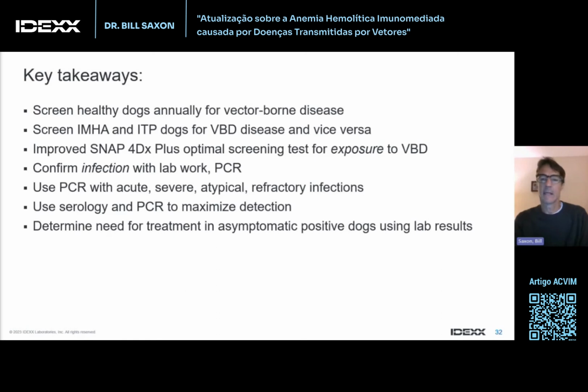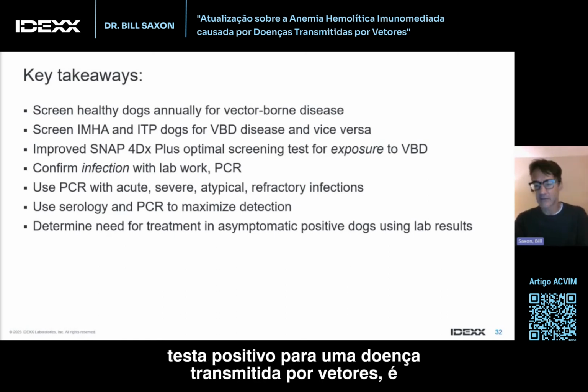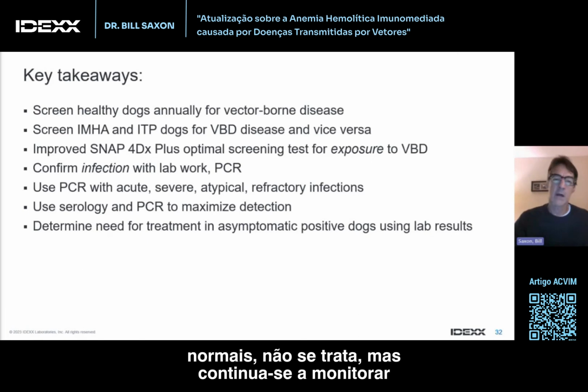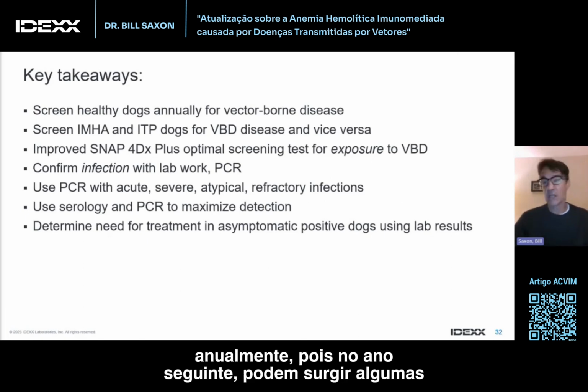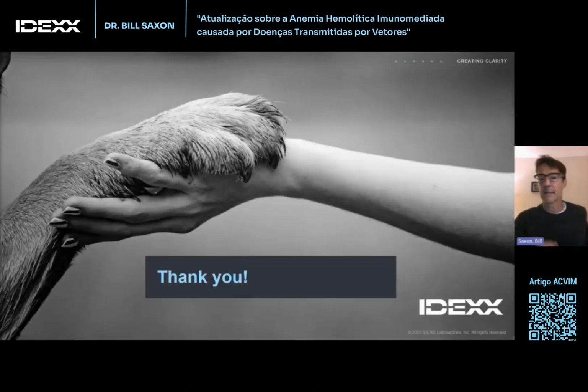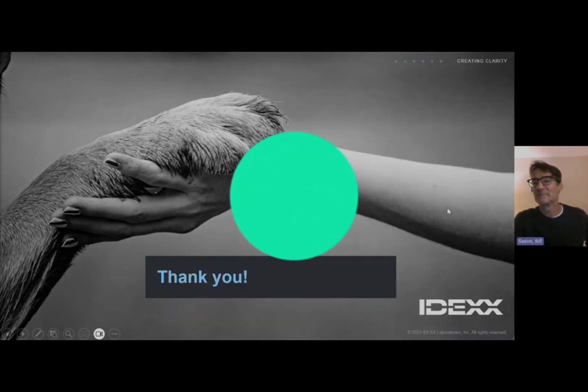The determination of whether or not to treat an asymptomatic dog that tests positive for a vector-borne disease is made using the lab work. If it's normal, you don't treat, but you continue to monitor annually, because the following year there might be some changes that have developed over time. Okay, with that, I thank you for your attention and have a great day.